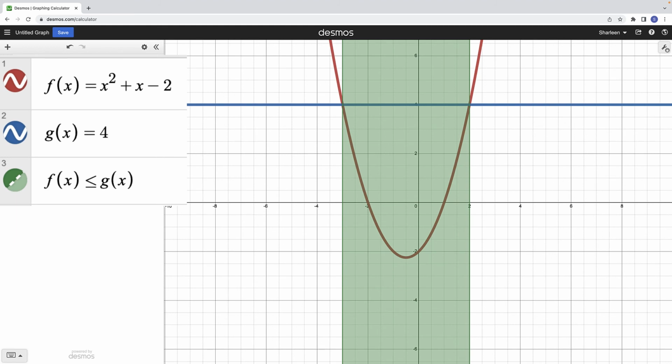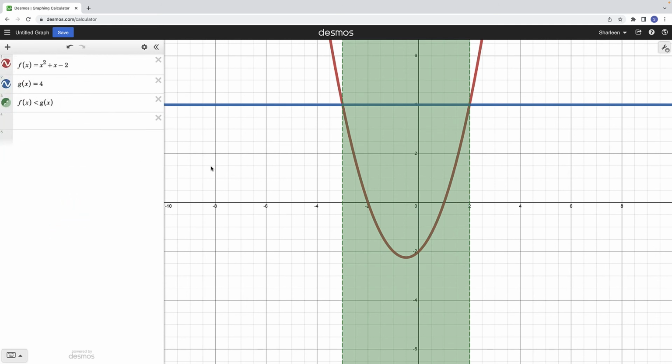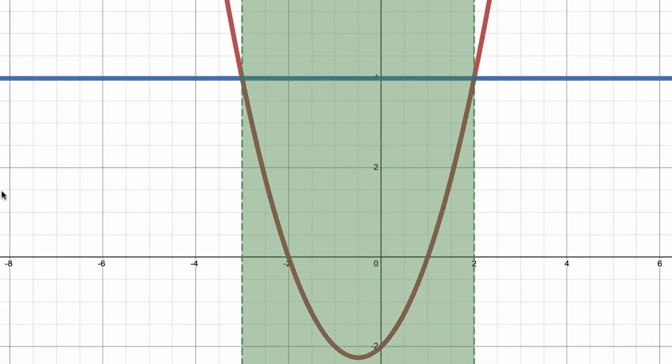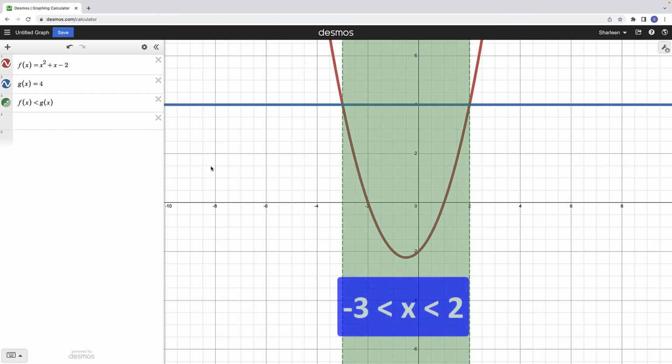Let's go over to the left hand side and change the inequality from less than or equal to less than. I've now changed the inequality to less than. Just as when we were comparing greater than or equal to with greater than, the only difference here is the endpoints. When I change the inequality from less than or equal to less than, those vertical lines at -3 and 2 changed from solid to dashed lines. Our solution is still the x values in the region where the parabola dips below that horizontal line at 4.